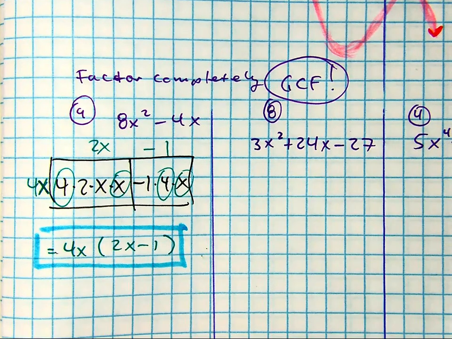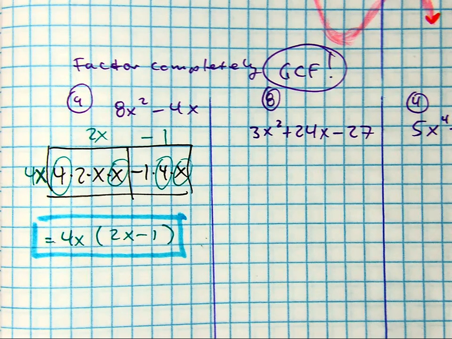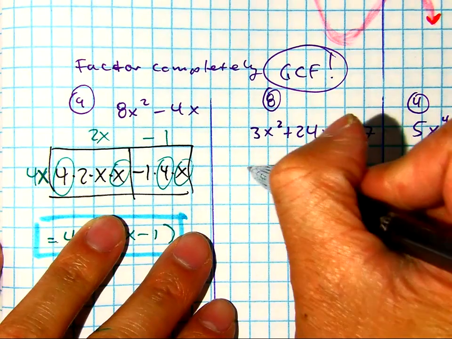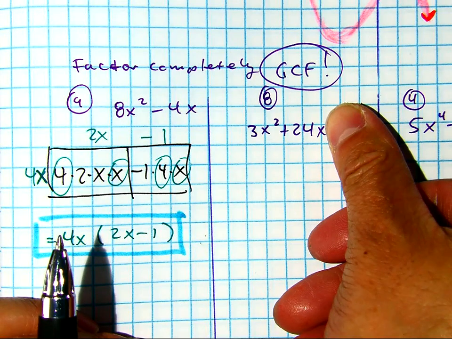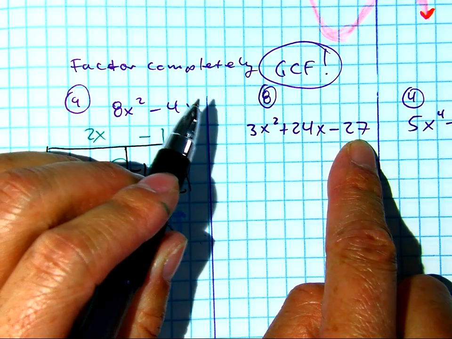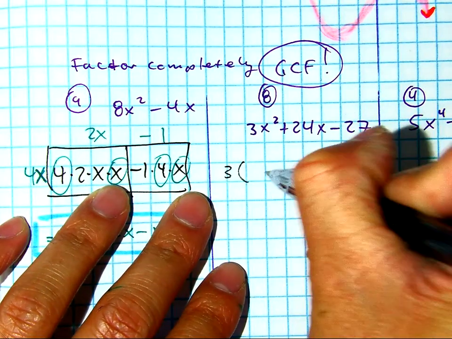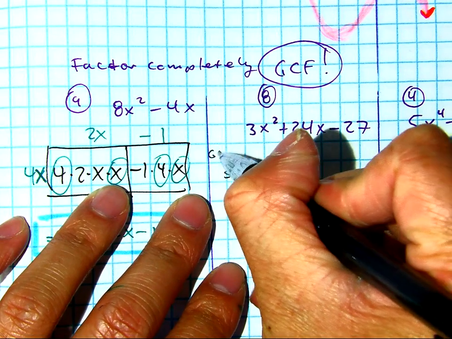Let's try number 8. Partner B, tell partner A, what do you think the greatest common factor is? Go. Class, show me with your fingers. It is a 3. Now, watch this. A common mistake is to actually think the answer is 3x. Although there's an x here and an x here, this one does not have an x. So x is not even a common factor. So 3 is our greatest common factor.